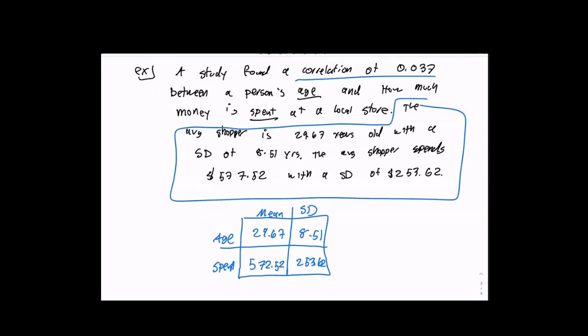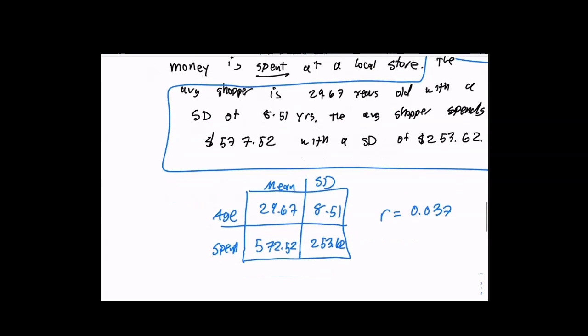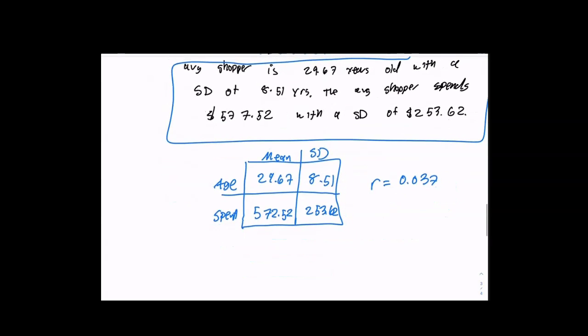Okay, so now if you're given this information, they might say R equals 0.037. Sometimes you're just given what I put in blue, all right? But the stem of the question gives you the context. What does the context mean? The age is the age of a shopper at a local store, and spent refers to how much money they spend at that local store. So you do need context in the problem, so that's why there's all those words there. But mathematically speaking, all you need is what I just did in blue.